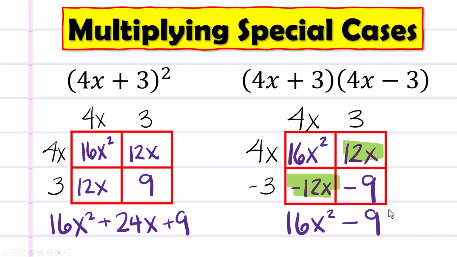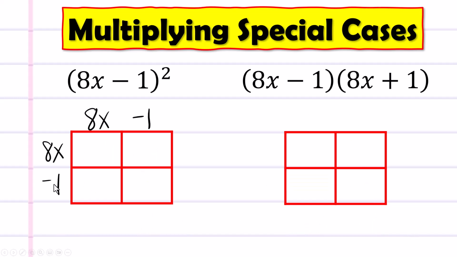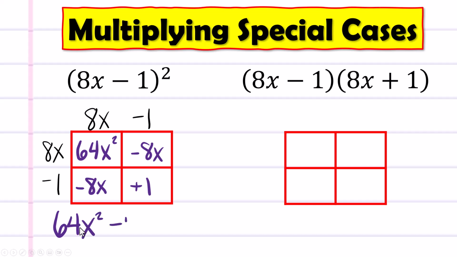We're going to do it again. I want you to see the pattern. When we square the exact same binomial, this is going to be 64x squared. This is going to be negative 8x. There's a minus here, so maybe it's a little different. We'll see. Negative 1 times 8x is also minus 8x. And negative 1 times negative 1 is a positive 1. When you write this out, these two boxes are not going to cancel out. You're going to have to combine them. Negative 8x and another negative 8x is a negative 16x, and you get a plus 1.